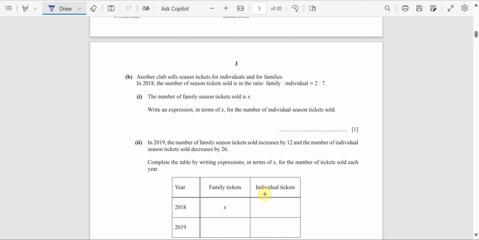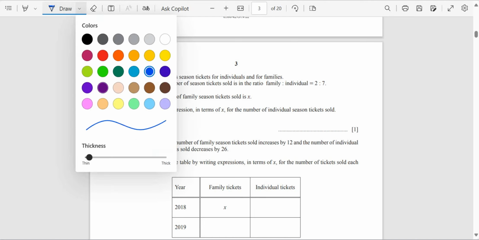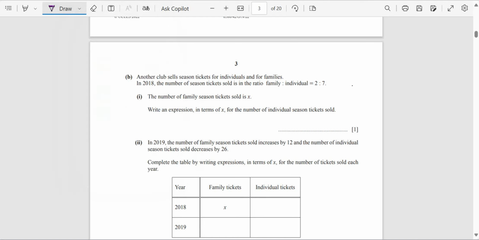So for this, let me change the color. Since the number of family season tickets sold is x, then the number of individual season tickets sold will be 7 over 2 x. Now you can wonder how we're able to arrive at this answer. There are actually different ways in which you can go about it. We can actually have this as family over individual equals 2 over 7. We cross multiply.